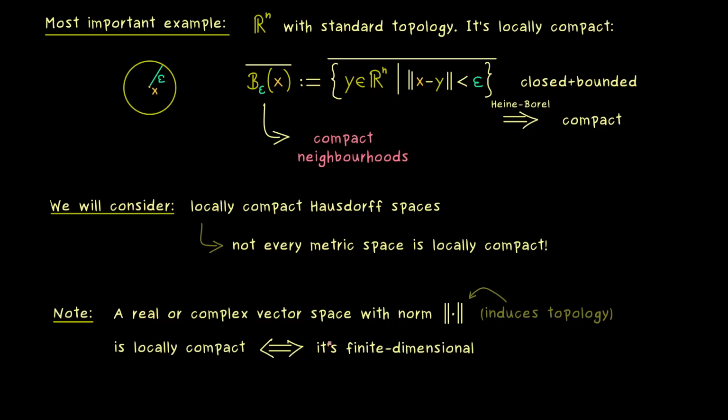Therefore, we will not just consider locally compact Hausdorff spaces, but still, these spaces are important for a generalization of R^n. For example, we will see that in the next videos when we talk about continuous functions.